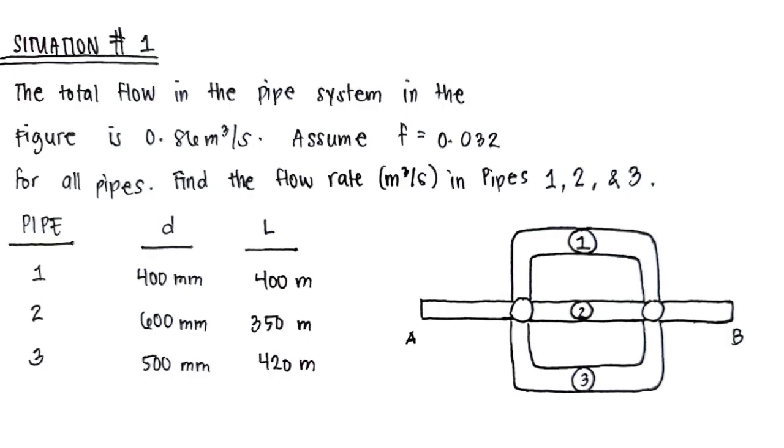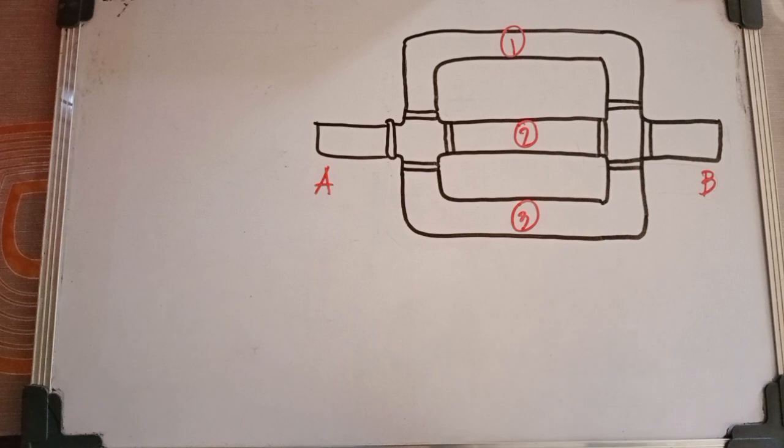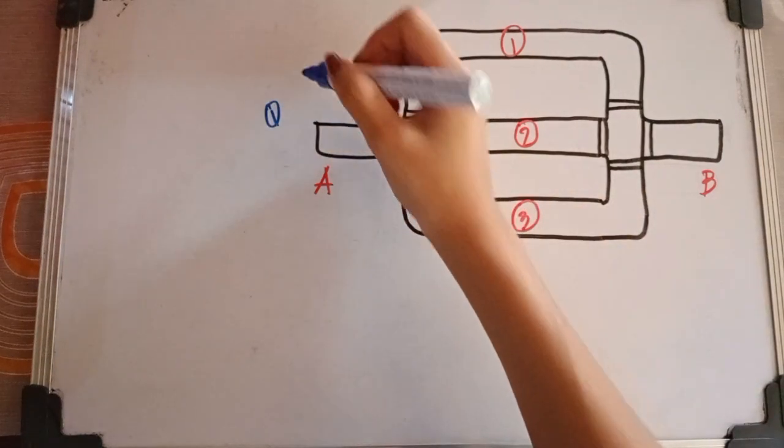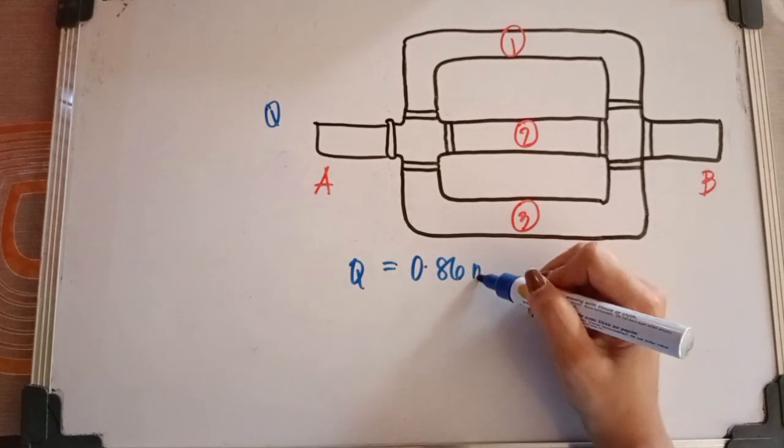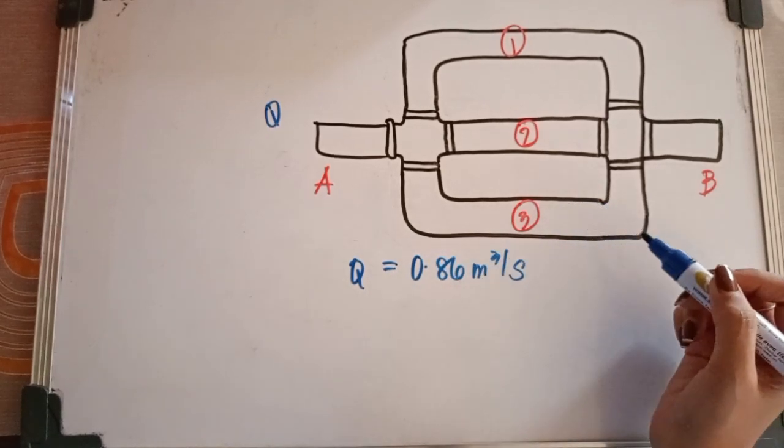And now let's start our first problem. The total flow in the pipe system in the figure is 0.86 meter cube per second. Assume F is equal to 0.032 for all pipes. Find the flow rate in meter cube per second in pipes 1, 2, and 3. So the problem stated that our Q is equal to 0.86 meter cube per second.